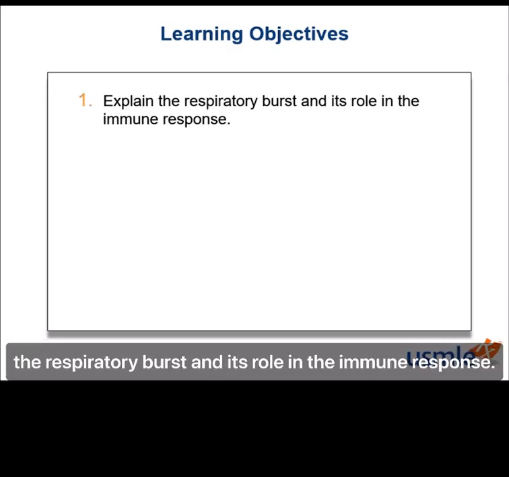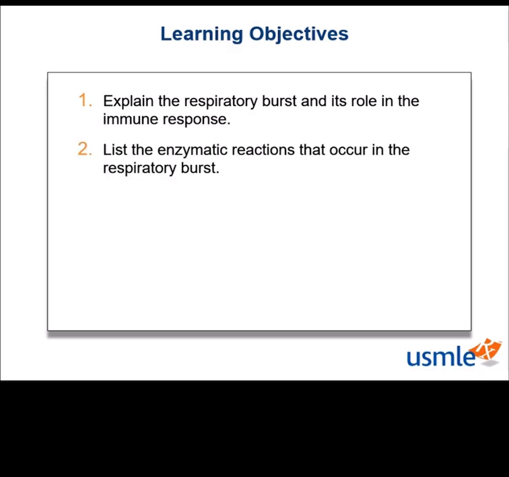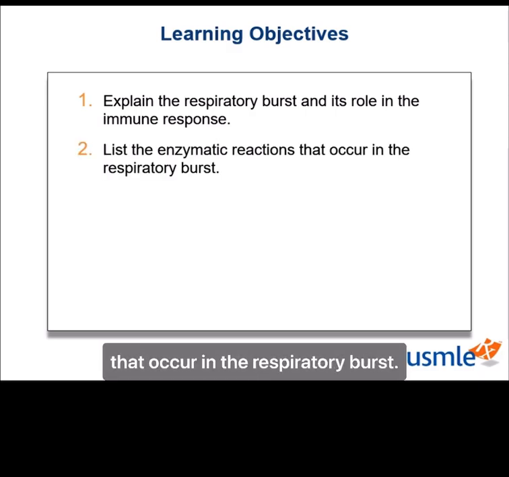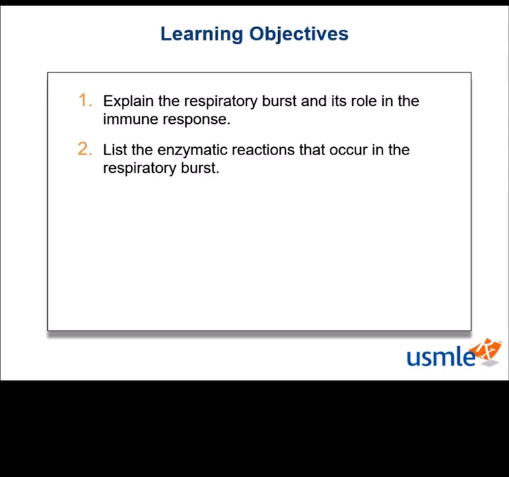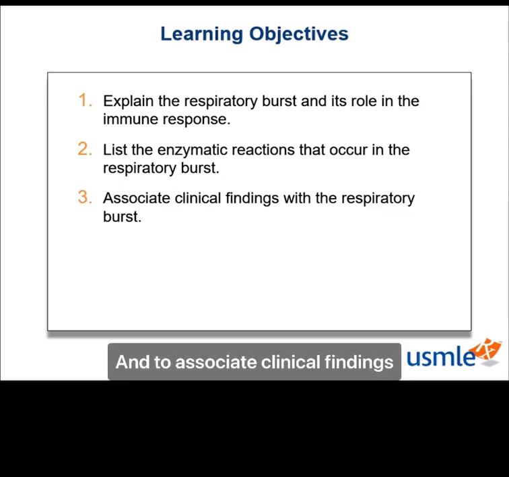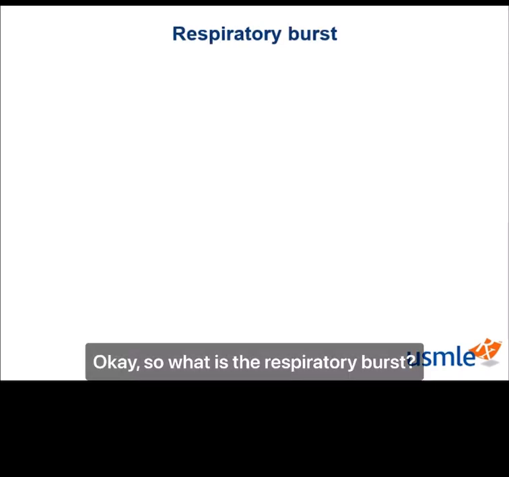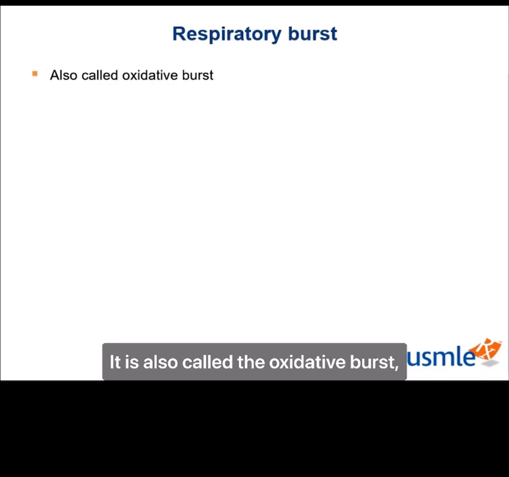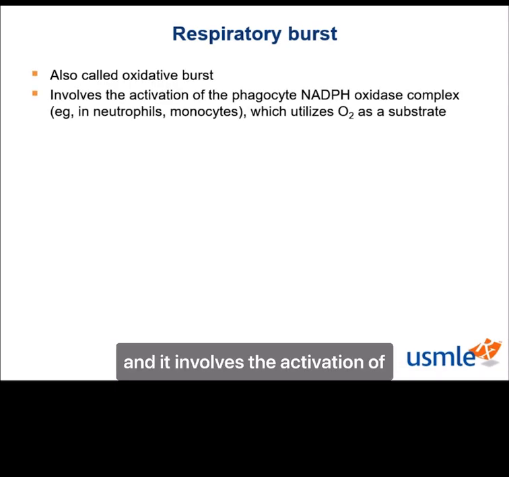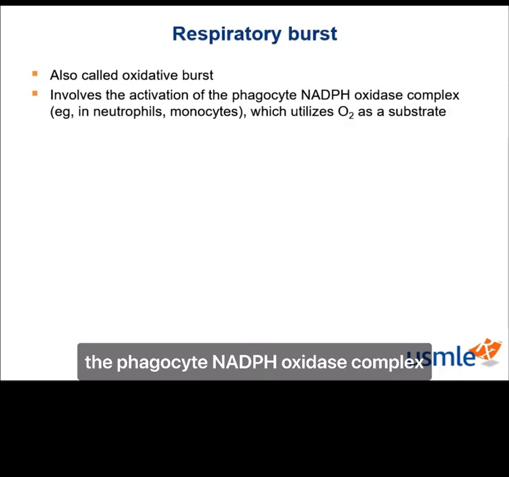Our learning objectives are to explain the respiratory burst and its role in the immune response, and to list the enzymatic reactions that occur in the respiratory burst, and to associate clinical findings with the respiratory burst. Okay, so what is the respiratory burst? It is also called the oxidative burst, and it involves the activation of the phagocyte NADPH oxidase complex, which is in neutrophils and monocytes, which utilizes oxygen as a substrate.